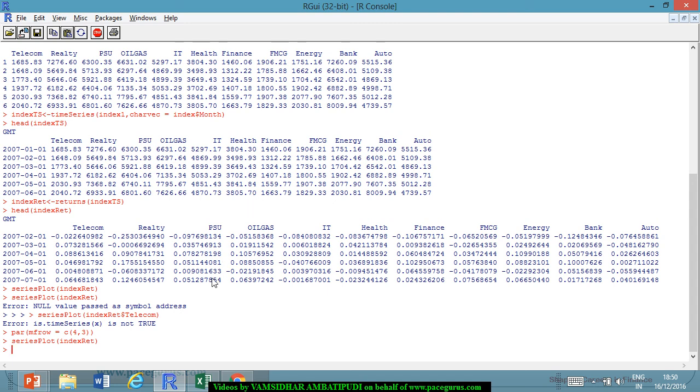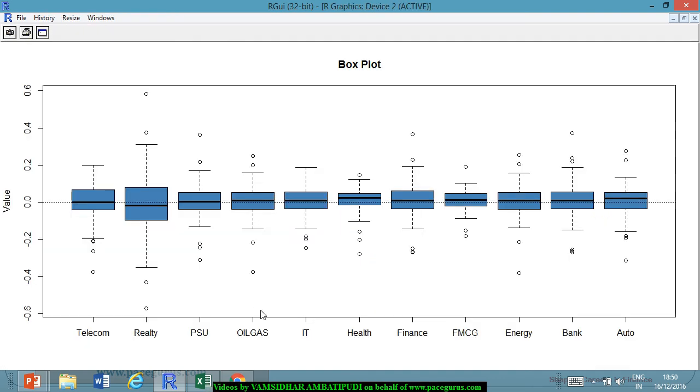Similarly, for the same index returns, if I want to look at the outliers, I could typically go with a box plot. I will look at the box plot.